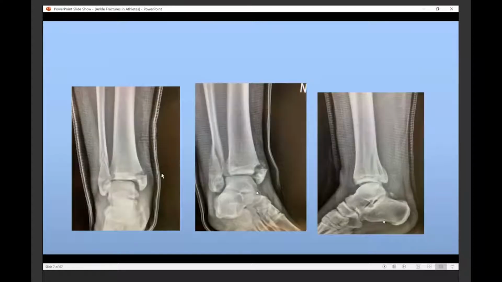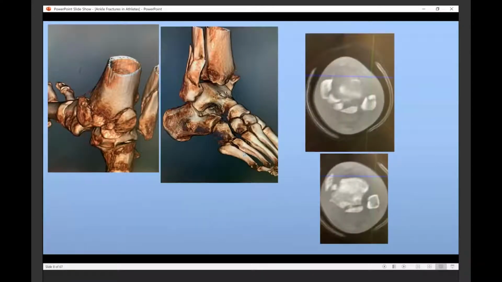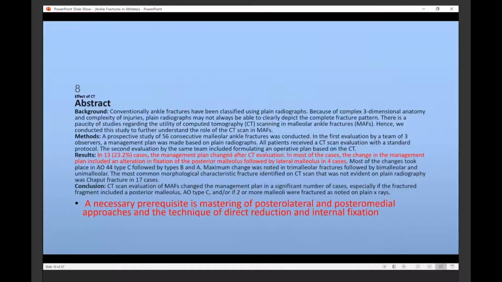There's another kid who came to see me. He's a Division I basketball player, landed getting a rebound, and it was a bad looking bimalleolar, probably a trimalleolar in the back. And then you get the CT scan and you see it's like 6 pieces in the back of the kid's ankle, 3 pieces medially, an interposed piece. And so you have to be comfortable doing the posterior lateral and posterior medial approaches.